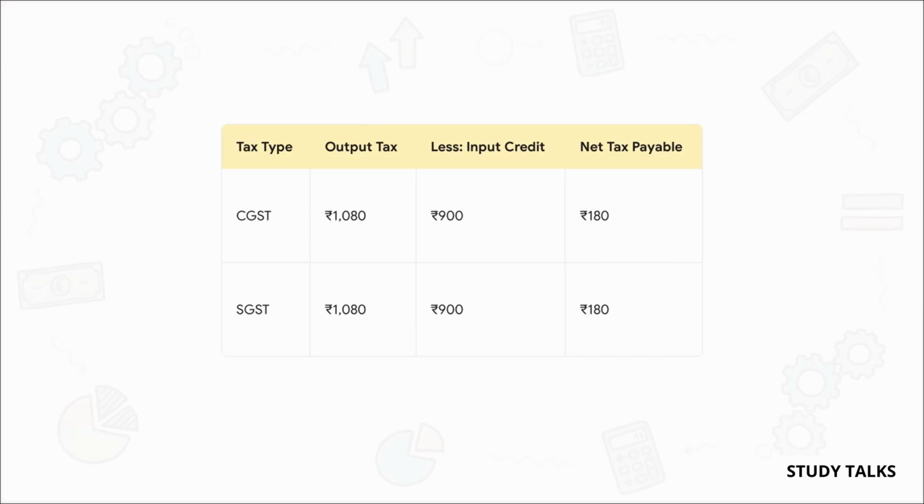So here's how you do it the right way. We handle CGST first, on its own track. The output tax is 1,080. We use our 900 rupees of CGST credit. That leaves a net payable amount of 180. Then, completely separately, we do the same thing for SGST. Output of 1,080 minus the SGST credit of 900, which leaves another 180. The total tax is 360, sure, but it's specifically 180 to the central government and 180 to the state government.